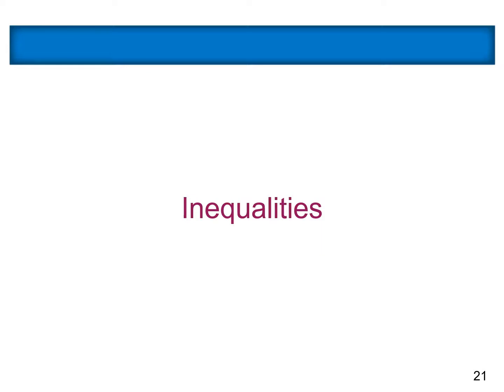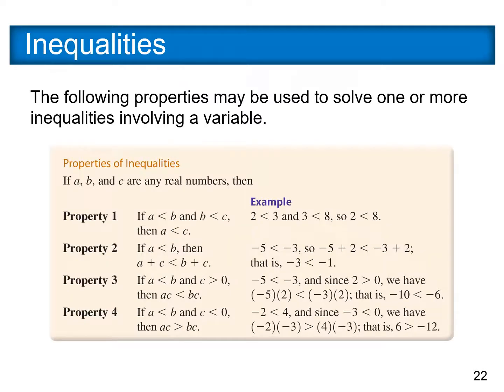Now we're going to go into inequalities. Inequalities are basically expressions that indicate that a number is greater or smaller than other numbers, or relationships between variables. Before we dig into some examples, here are some properties we need to know. Property 1 tells us that if a is smaller than b and b is smaller than c, then automatically a has to be smaller than c. For example, if 2 is smaller than 3 and 3 is smaller than 8, I can conclude that 2 is smaller than 8.